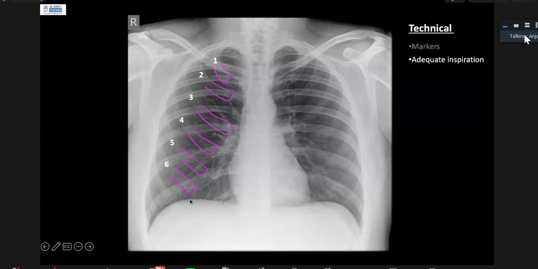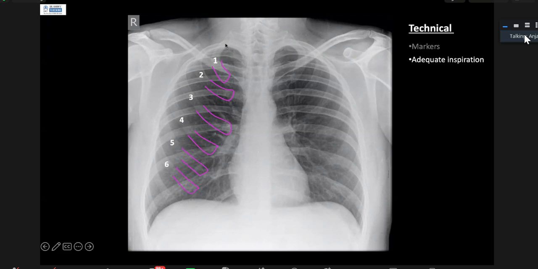This is diaphragm. This is clavicle. If you draw a line through the middle of clavicle, so this is the mid-clavicular line. So ideally, the sixth rib should be touching the diaphragm in the mid-clavicular line for it to be a good inspiratory film.